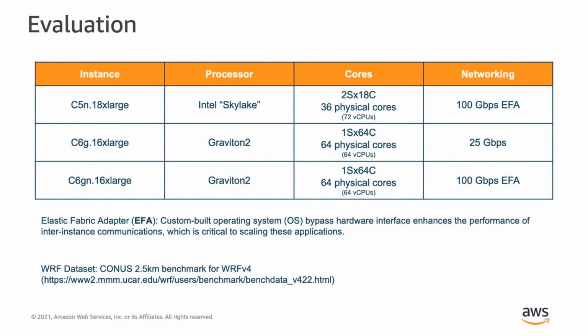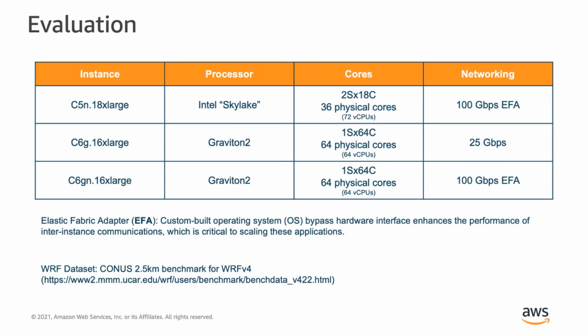Before I show you the numbers, these are the 3 different instances that we evaluated. First one is a C5N 18 extra large. It's an Intel Skylake generation processor. You can see it has 2 sockets, and each of those sockets has 18 physical cores. So there's a total of 36 physical cores per instance. It's also optimized for HPC, so it has 100 gigabits of EFA enabled. And again, EFA is our custom hardware that allows us to bypass the operating system and increase performance when we're doing communication across instances, which is very common in HPC.